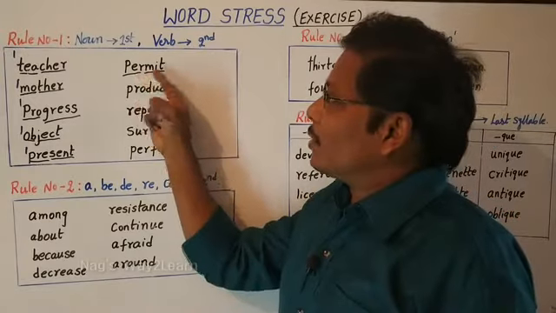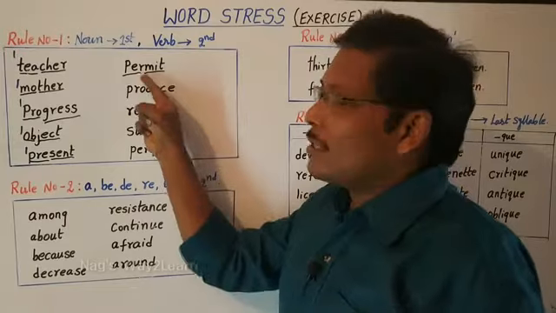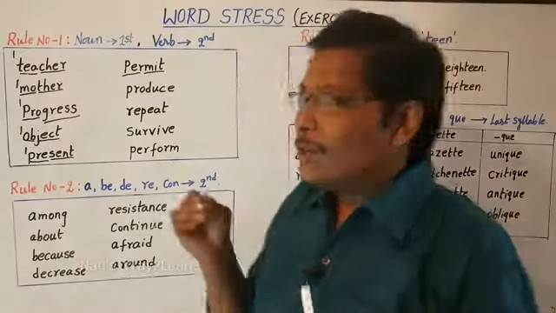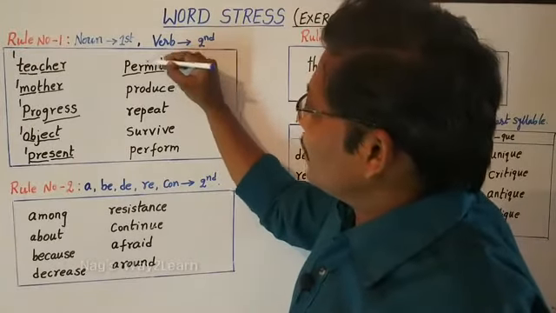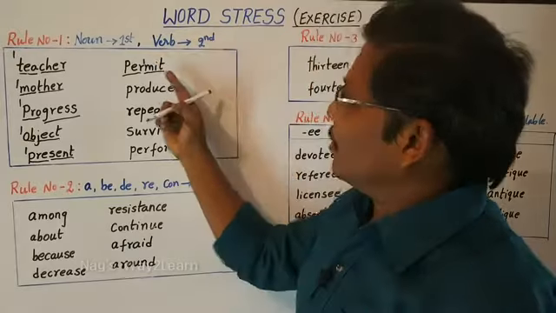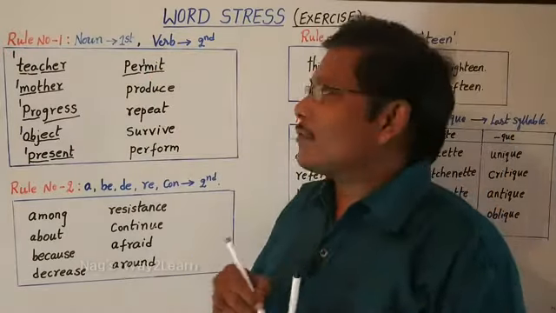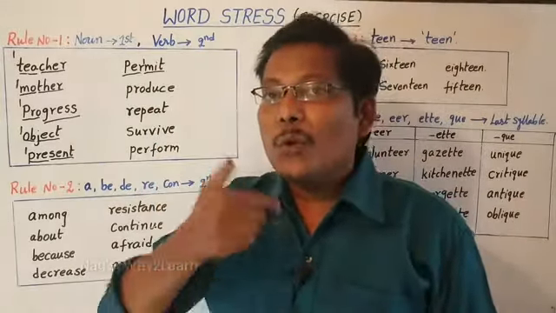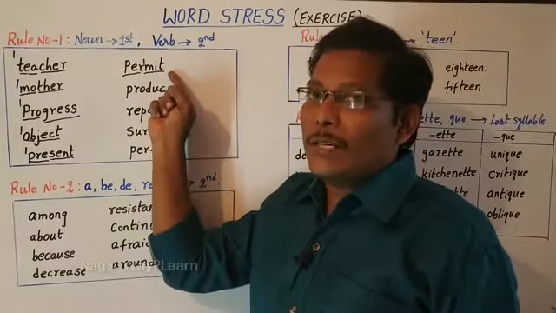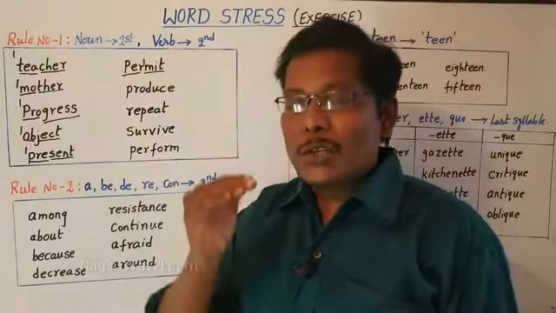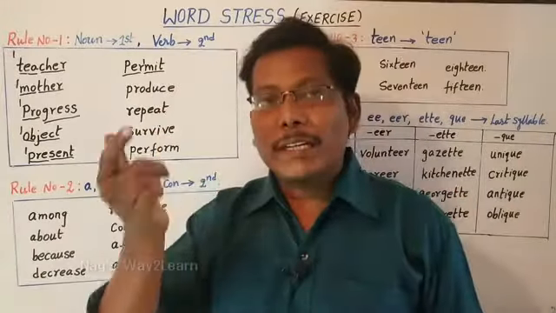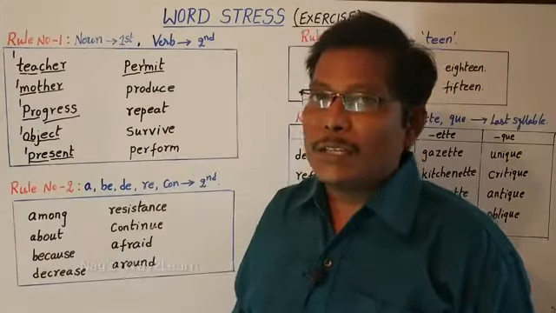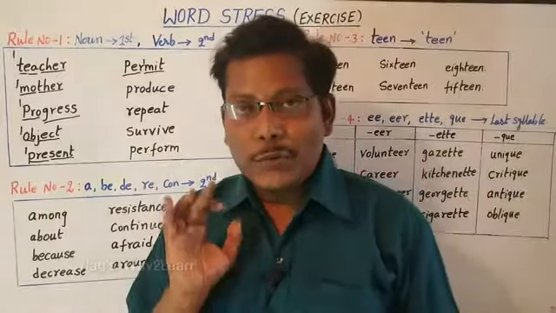What is the second syllable between these two? Per, this is the first syllable. Mit, this is the second syllable. So you put the stress mark on mit. That means you put the vertical bar before the letter M. Then it will be permit. While pronouncing, we have to give more importance to mit. Per should be shortened, and mit should be highlighted while pronouncing. That means permit. Okay, understand? Next, you see this word produce.